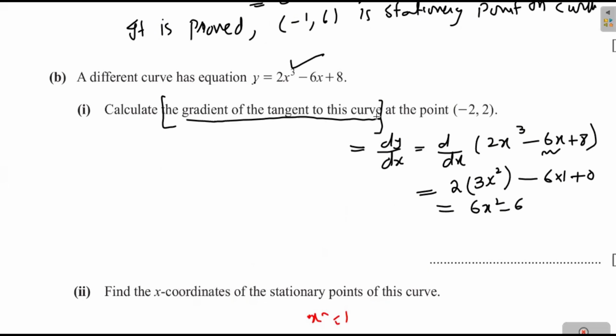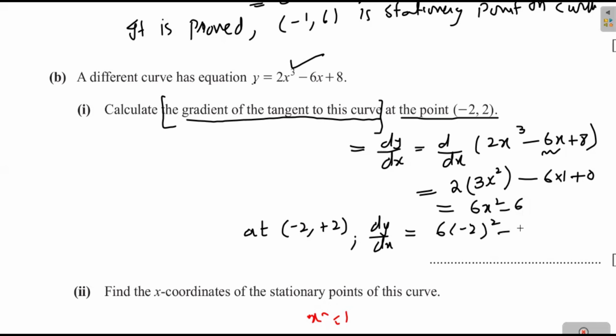And we have to calculate the value of dy/dx at the point -2, 2. So at x equal to -2, dy/dx will be equal to 6 into (-2) whole squared minus 6. And this value will be equal to 24 minus 6, which is equal to 18. Therefore, the gradient of the tangent at this point on the curve will be equal to 18.